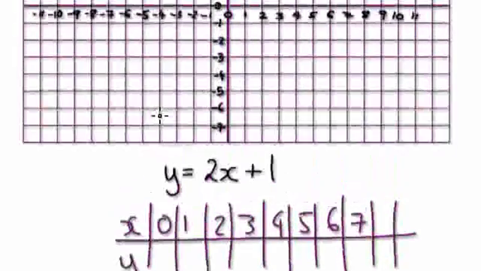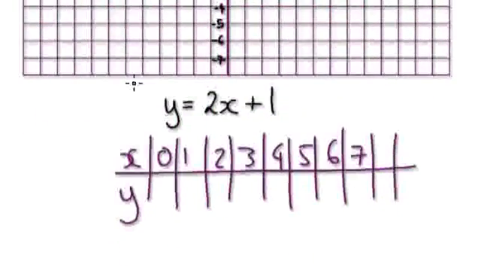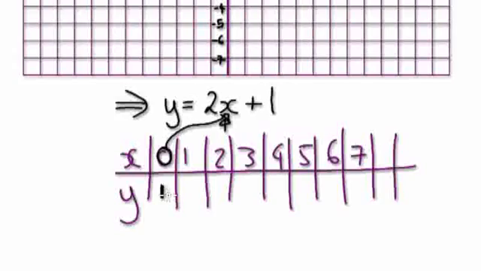Here we are trying to plot this line. What will y be when x is 0? Well, you put the 0 into this x here. So it will be 2 times 0, which is 0, plus 1. So y will be 1.